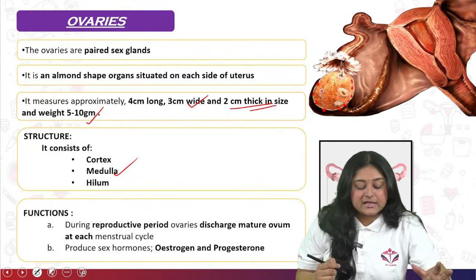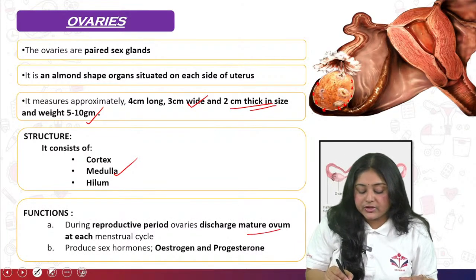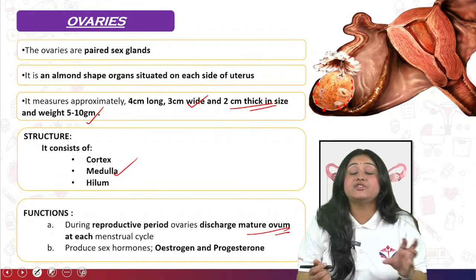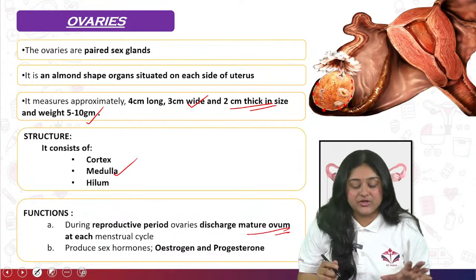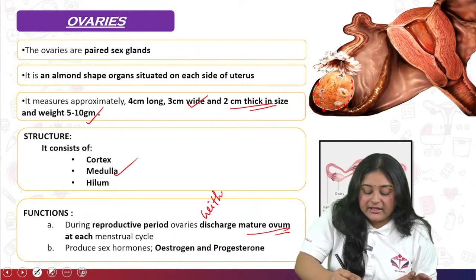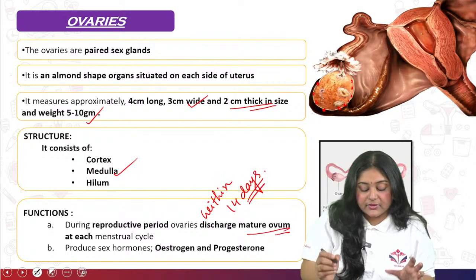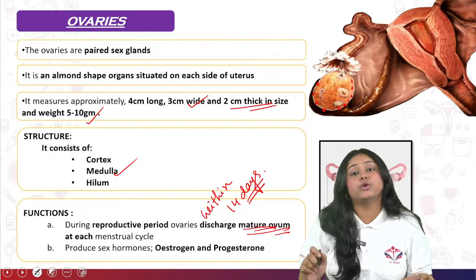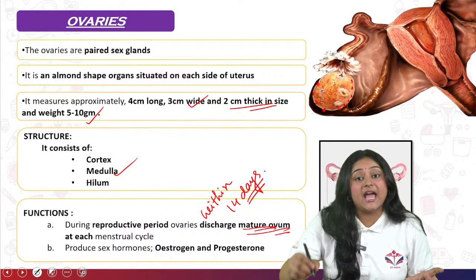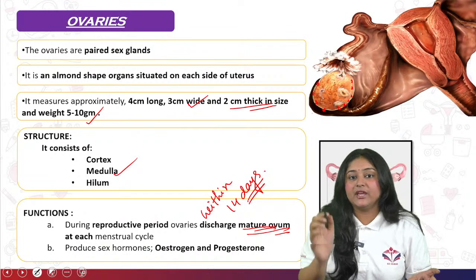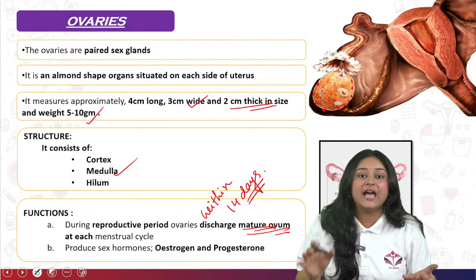Okay, what is the function? During the reproductive period, the ovaries discharge a mature ovum at each menstrual cycle. After completion of each menstrual cycle, within 14 days they release the mature ovum from the ovary, and through the fimbriae it comes to the ampulla. During that time, if the person has unprotected sex, there is a high chance of pregnancy.